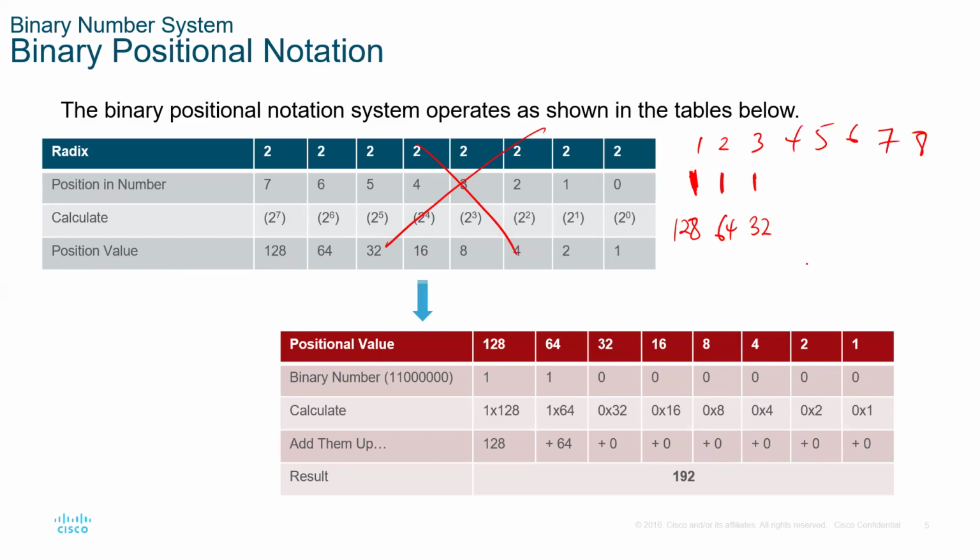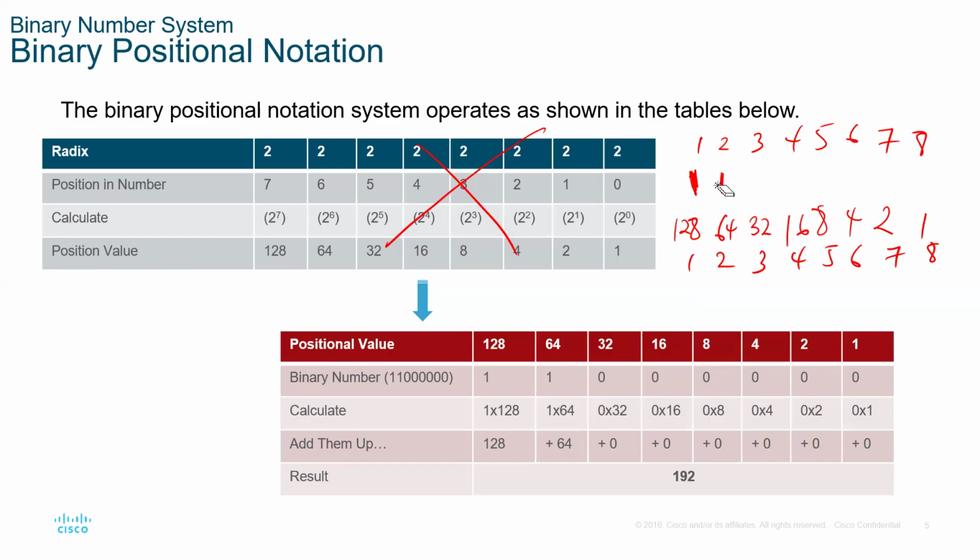You just keep dividing by 2. 32 divided by 2, 16. Divided by 2, 8. Divided by 2, 4. Divided by 2, 2. 2 divided by 2, 1. 1, 2, 3, 4, 5, 6, 7, 8. These are all the numbers that you need to easily make your conversions. It's called the binary positional notation.